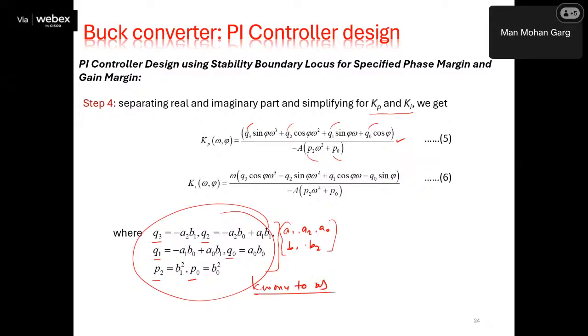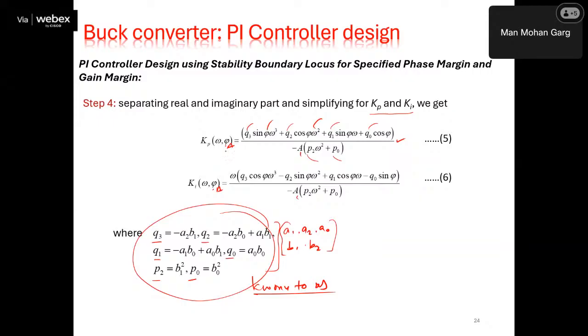Okay. Now what about the other terms? The other terms are sin phi. Phi is known to us, A is known to us, right? Everything is known to us except omega. Here omega is not known to us. I should write comma A also. So this Kp is a function of omega, phi, A. Ki is also a function of omega, phi, A.